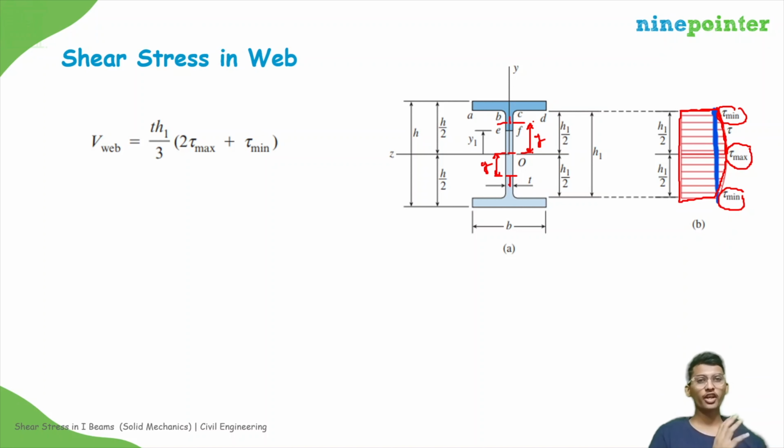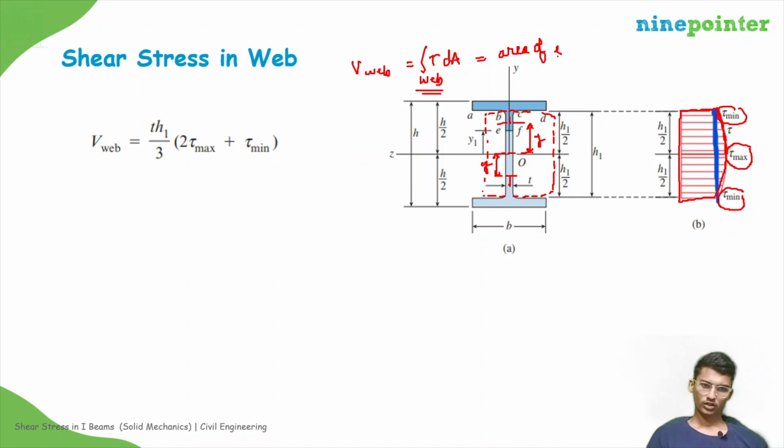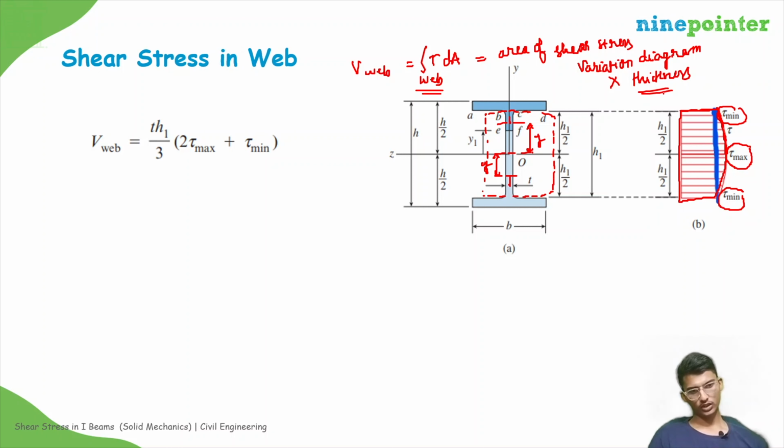So what is the net shear force in the web? How much shear force is resisted by this web? So that will be V web is equal to integral of tau dA over the web, right? So this tau dA will be the area of the shear stress variation diagram into the thickness, right? So this thickness is T.